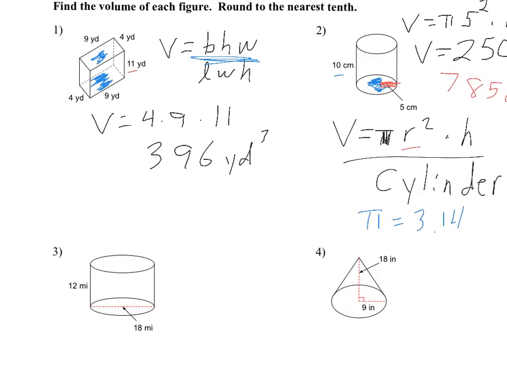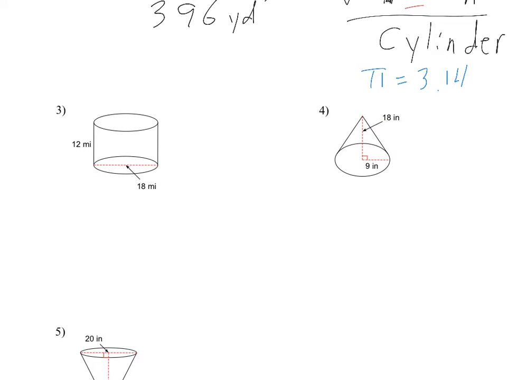Okay, let's do another cylinder one. We're still going to use our formula: volume equals pi r squared h. Here's our height, but now r. Remember, r is not the distance from edge to edge. r is the distance from the center to the edge. If we know the whole thing is 18, then in this case r has to equal 9.